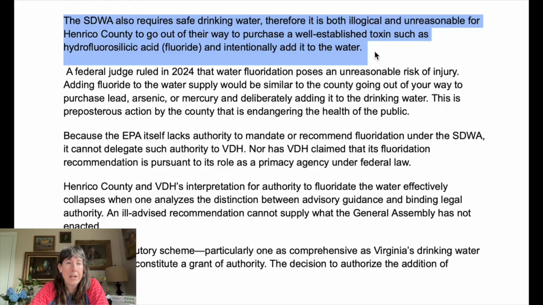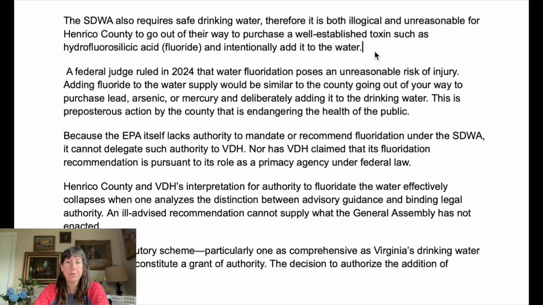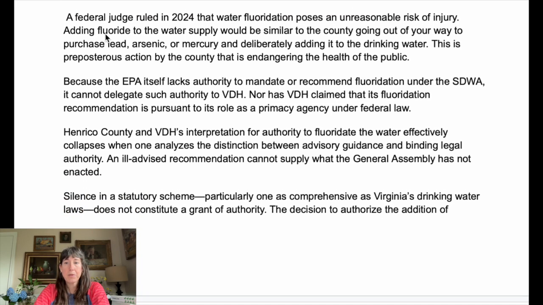The Safe Drinking Water Act also requires safe drinking water. Therefore, it is both illogical and unreasonable for Henrico County to go out of their way to purchase a well-established toxin such as hydrofluorosilicic acid, fluoride, and intentionally add it to the water. This is absurd, folks. Absolutely absurd.